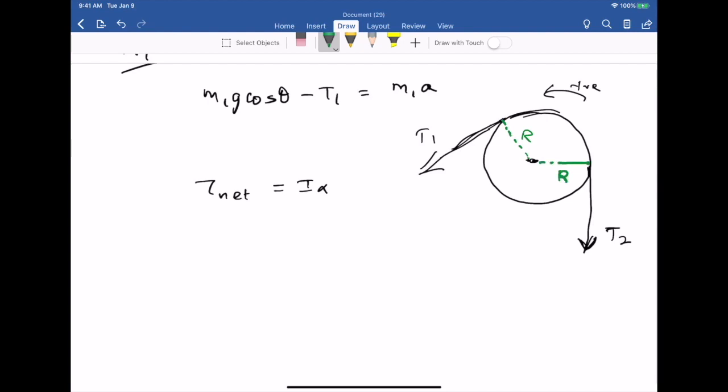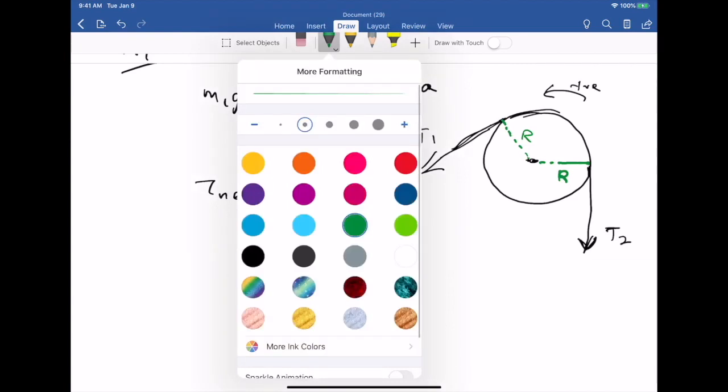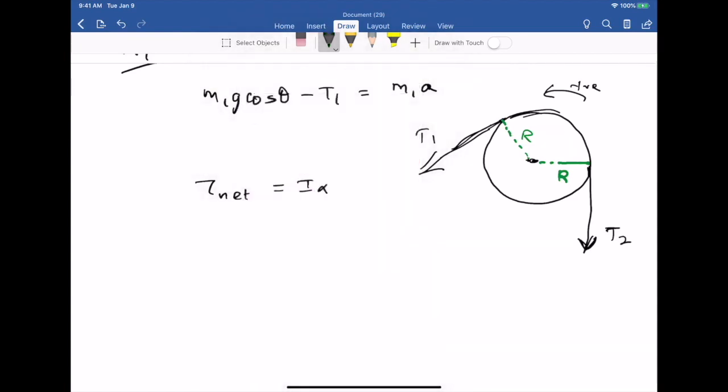So the torque due to T1 is going to be T1 times R. That's a counterclockwise torque, because T1 is trying to rotate the pulley in the counterclockwise direction. What about T2? The torque due to T2 is going to be clockwise, T2 times R, so we give it a negative sign according to our sign convention.